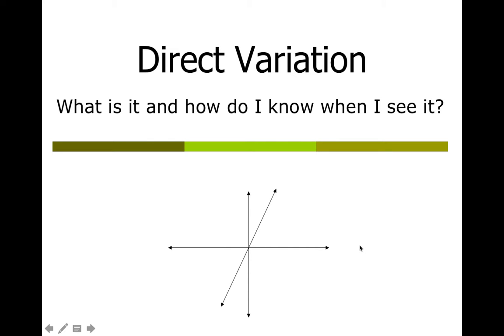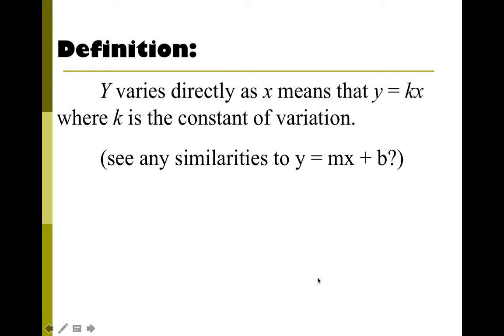So we're talking about direct variation. Direct variation is a particular kind of linear equation. You can tell that it's a direct variation when it goes through the origin. So right here on the slide, it goes through the origin. It has the point 0, 0. So 0 is the y-intercept.